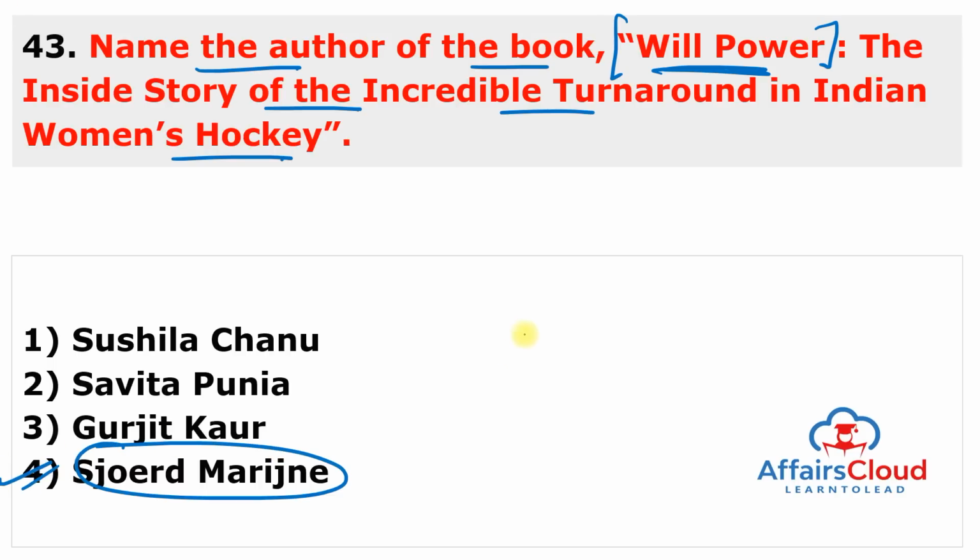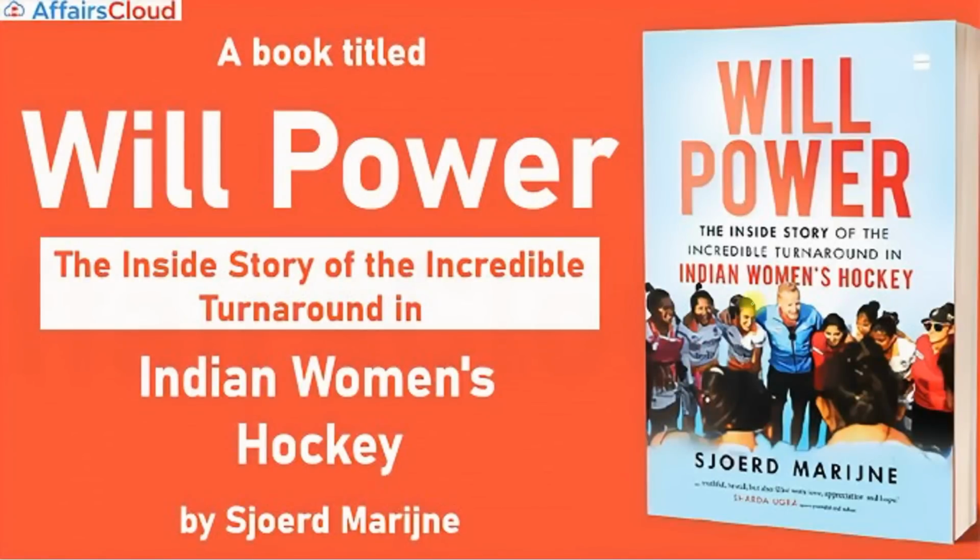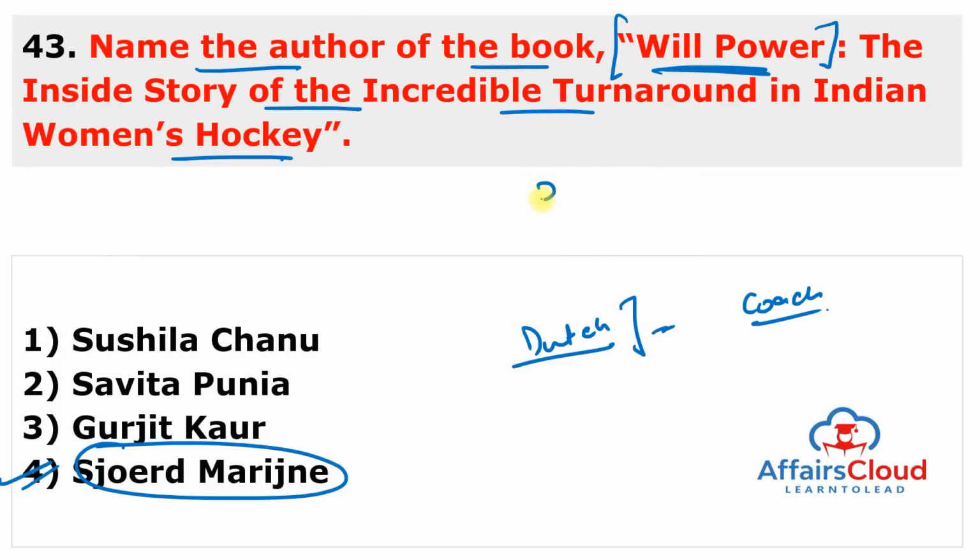So Sjoerd Marijne, former Dutch field hockey player and former Indian women's hockey coach, authored a new book titled Willpower, the inside story of incredible turnaround in Indian women's hockey, and this book is published by HarperCollins Publishers India, and it will be launched in September 2022. And Sjoerd Marijne was appointed as the chief coach of Indian women's hockey team in the year 2017, and later he was given charge of the men's hockey team in September 2017.